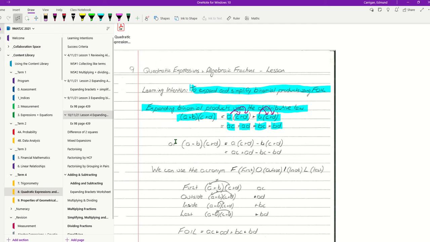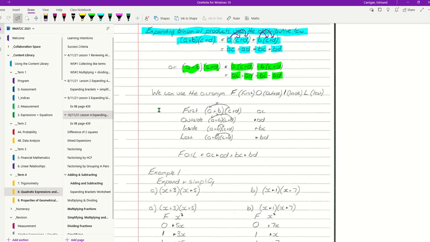Remembering our signs, if it was (A minus B) times (C plus D), the first iteration will give us A times (C plus D), and then minus B times (C plus D). If we did that, we'd end up with AC plus AD minus BC minus BD. So that's what we're looking at doing, and now let's slow it down a bit and use FOIL.